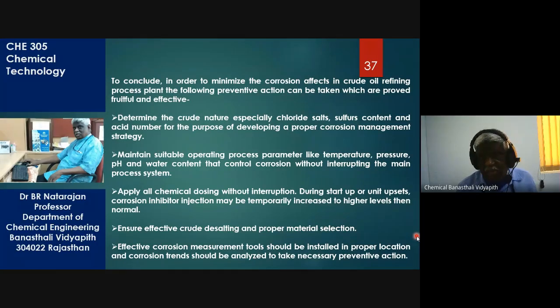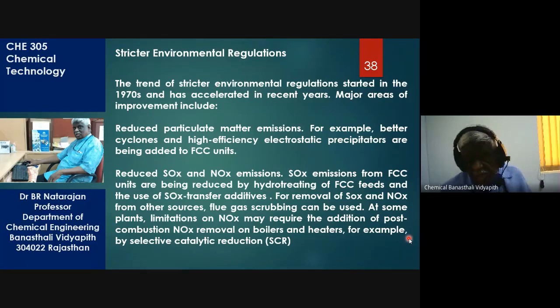One more issue in the refinery is environmental regulation, right? The trend of stricter environmental regulation started in the 70s, and now environmental regulations are to be followed very strictly, no excuses. Reduce particulate matter emission, for example, better cyclones and high efficiency electrostatic precipitators are added to the FCC unit, because in the FCC, coke dust formation may happen, and these particulates will have to be controlled. So electrostatic precipitators and cyclones are brought in, and reduce sulfur oxide and nitrogen oxide emission.